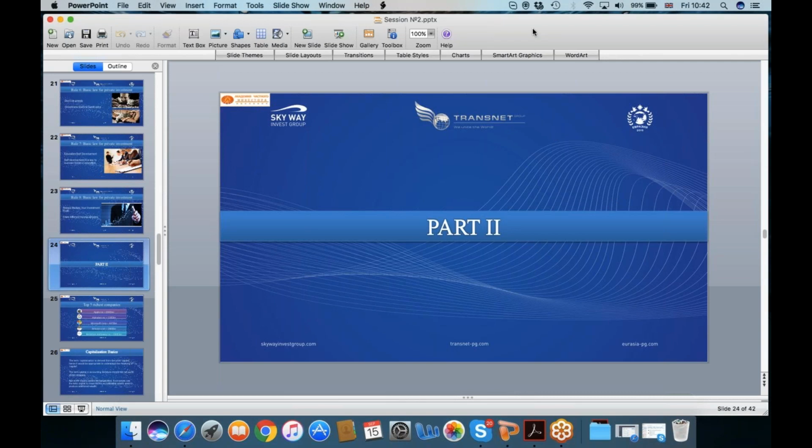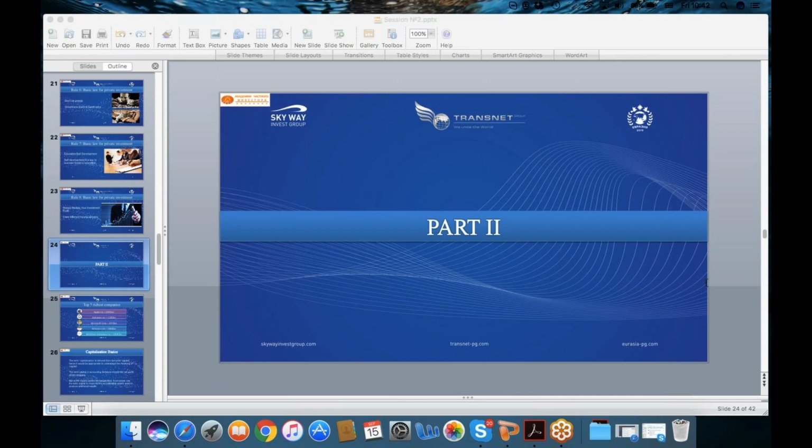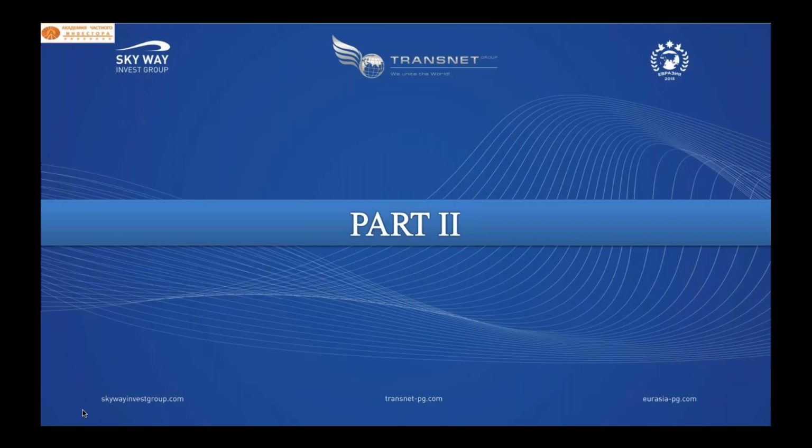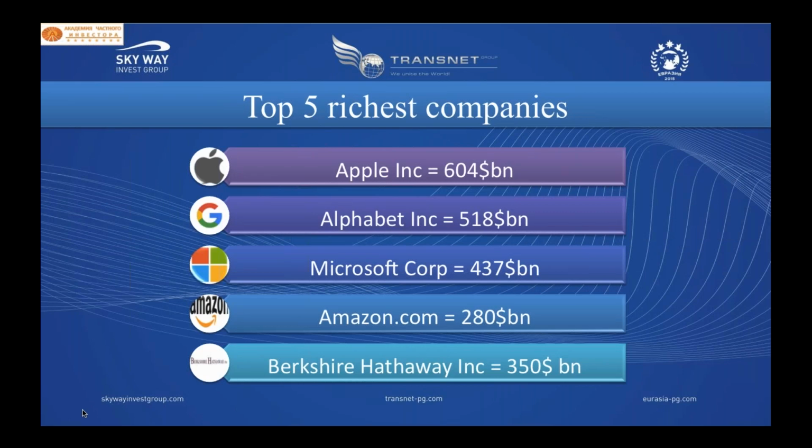Okay, well, let's start. I can see we have Sheila and Matthew as well, and a few other replies. So let's just crack on. Very important topic: capitalization. First of all, do you know these companies? The top 5 richest companies in the world. This data was taken from last year, from Bloomberg. Number 1 is Apple, 604 billion. Then Alphabet, which we know as Google, 518 billion. Then Microsoft, 437, Amazon, 280, and Berkshire Hathaway, 350. Actually, that should switch with Amazon. But these are the top richest companies in the world.